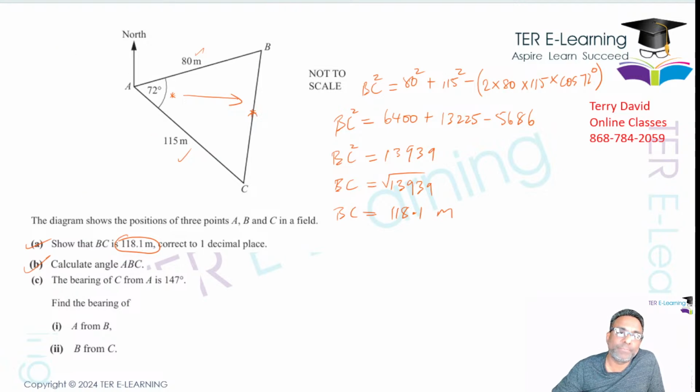So ABC, let me clean up this diagram a little bit. Again, my suggestion is when you are calculating things, write it on the diagram. So this is 118.1 meters, and the angle that they want me to calculate is this angle here. What I'm going to use here is the sine rule. I use the sine rule only when I have an angle and I know the length opposite that angle. I have this.